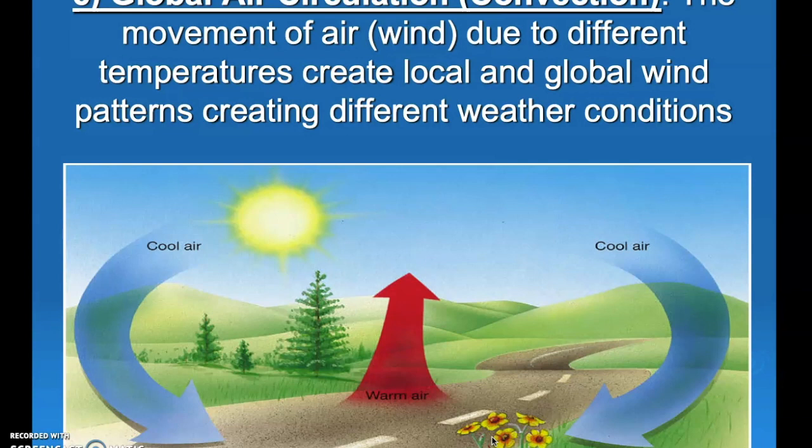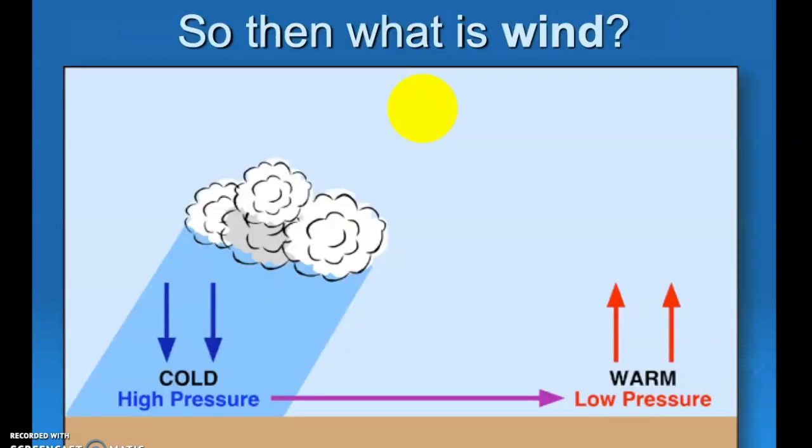And so the movement of air, specifically wind, due to different temperatures, create local and global wind patterns, creating different weather conditions. So you can see in this picture, this is a convection cell. The warm air is less dense, and therefore it rises up, and then it cools down and falls back to the earth. So then what exactly is wind?